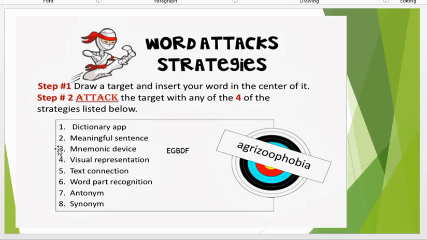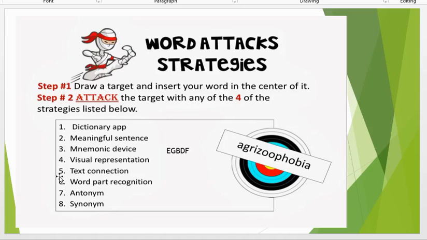The third one is a mnemonic device. Think about a time when you were in music class. Did you ever hear of EGBDF or Every Good Boy Does Fine? You can use a mnemonic device to help you remember a word and its meaning. The fourth one is visual representation. Having some good visuals of what the word means helps you to kind of keep it in your head and keep a visual of what that word means.